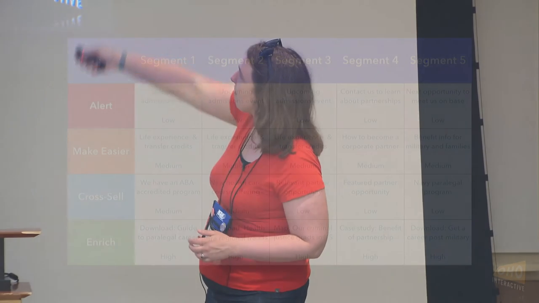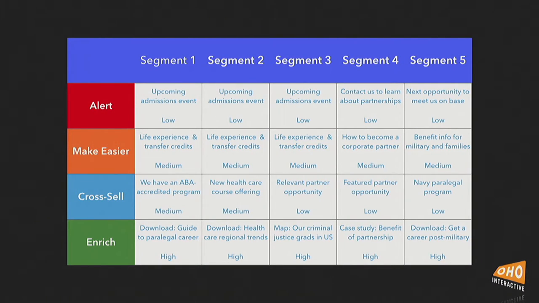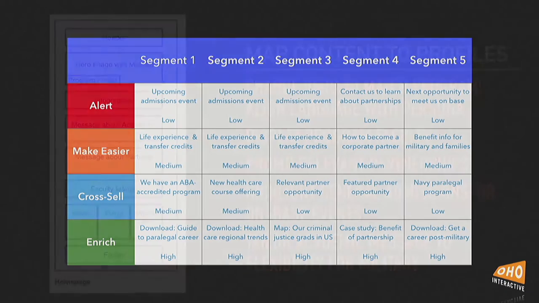You bring that all together, you can really create a matrix whereby here are your different segments, so that could be paralegal or military or something like that. And then you're looking at the different types of content. This is alert, make easier, cross-sell, enrich. And here I could say this is low effort, medium effort, high effort.